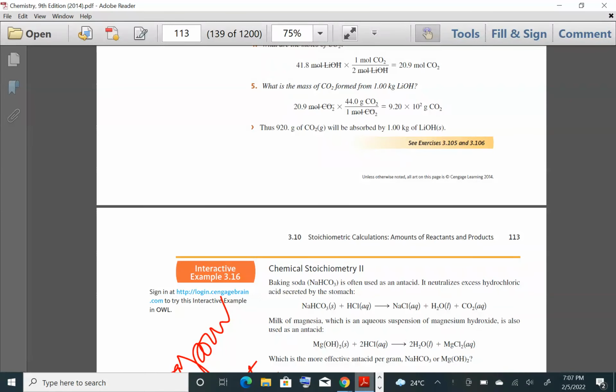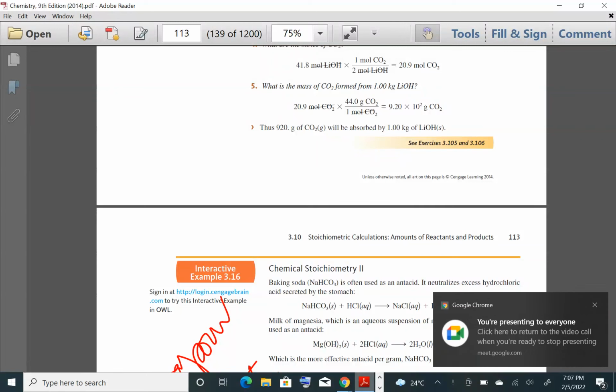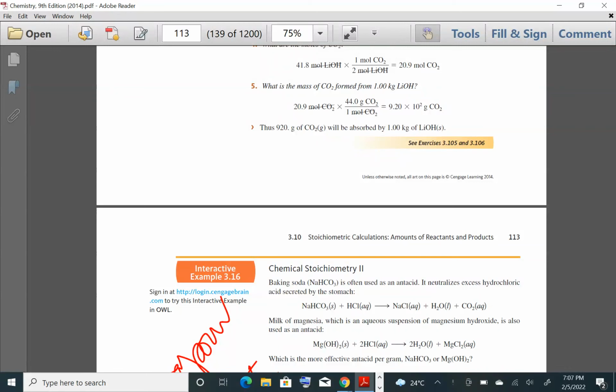Yeah, and then there you've got sodium chloride, and then you've got water, which is liquid, and then carbon dioxide in aqueous. So milk of magnesia, which is an aqueous suspension of magnesium hydroxide, is also used as an antacid. And there you've got the reaction. Which is the more effective antacid per gram? Sodium hydrogen carbonate or magnesium hydroxide. So and then they're asking us per gram.